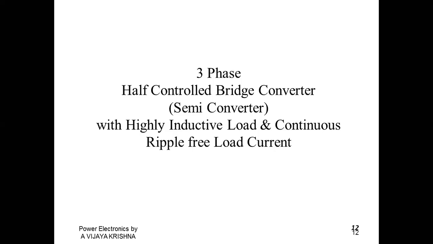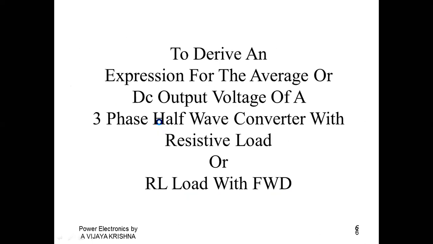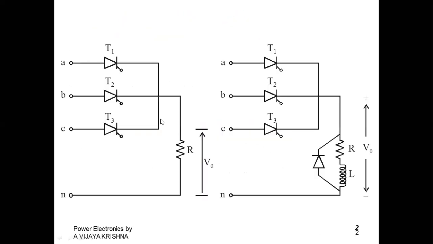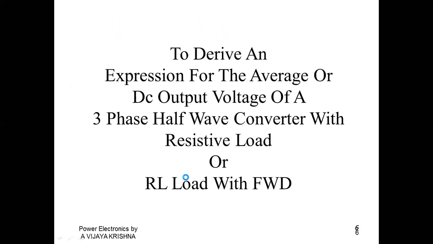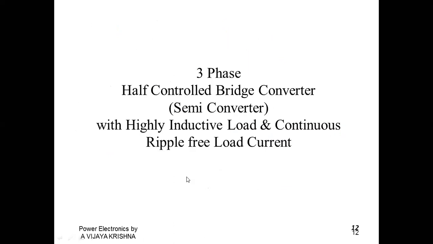Suppose you consider one phase. In the previous circuit we used only a single thyristor. But with semi-converters, we use a thyristor and also a diode. At the same time, if you consider one phase, like that we have a total of three phases. Each phase consists of two devices: one is a controlled device, the thyristor, and the second one is the diode.